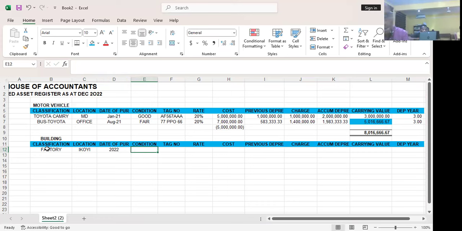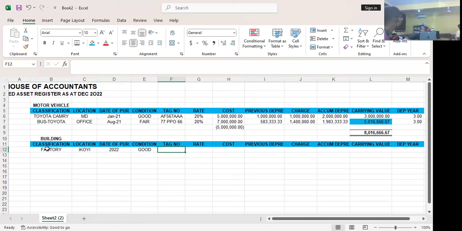Condition, good. If it is work in progress, you put work in progress, but you will not depreciate. But if it is completed, you put completed, good condition, whatever you want to put. If it's completed but they are not using it, it depends. Just go back to IAS 16. IAS 16 will guide us on what to do.